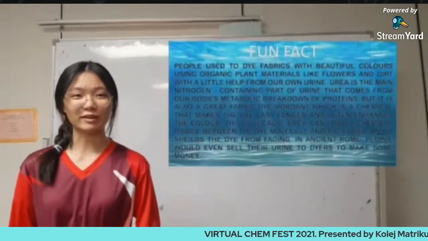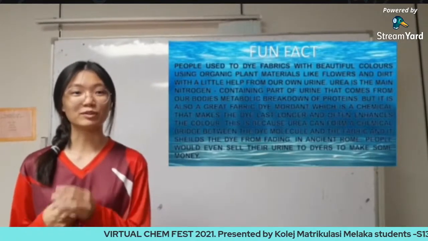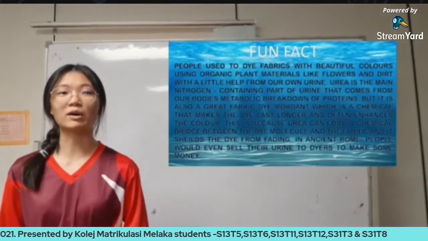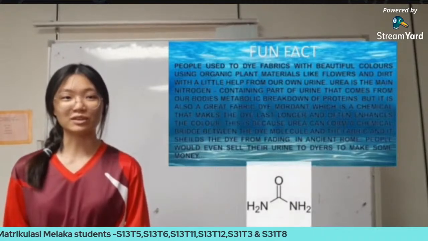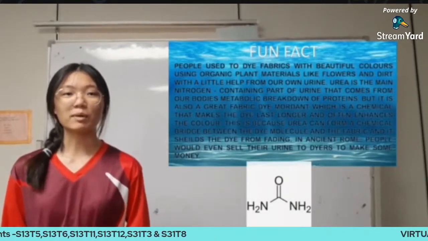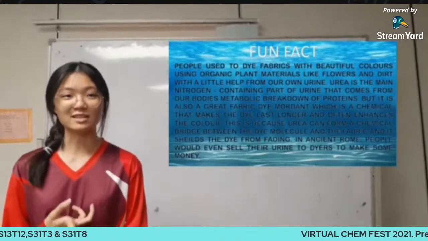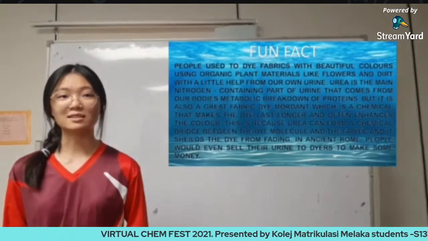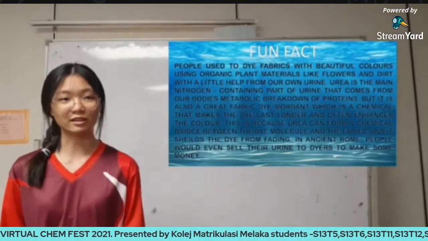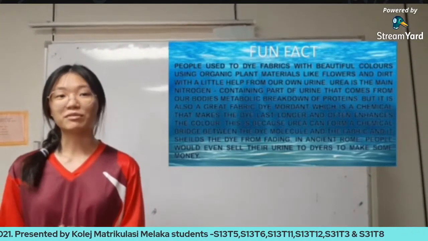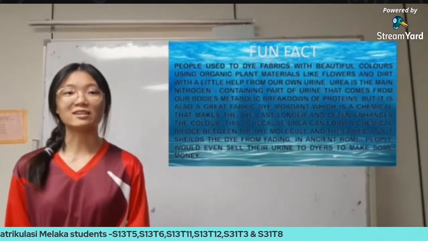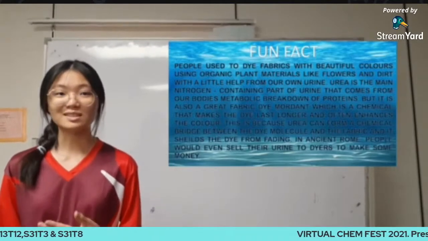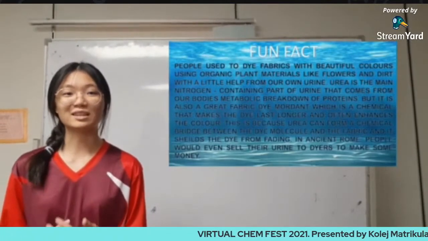So here's an interesting fun fact for us. People used to dye fabrics with beautiful colors using organic plant materials like flowers and dirt with a little help from our own urine. Urea is the main nitrogen-containing part of urine that comes from our body's metabolic breakdown of proteins. But it is also a great fabric dye mordant, which is a chemical that makes the dye last longer and often enhances the color. This is because urea can form a chemical bridge between the dye molecule and the fabric, and it shields the dye from fading. In ancient Rome, people would even sell their urine to dyers to make some money.